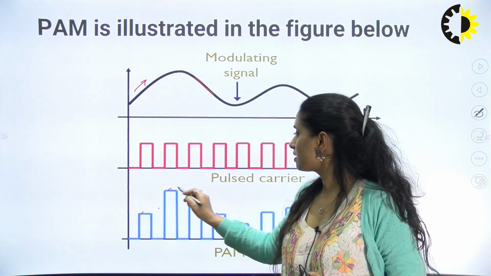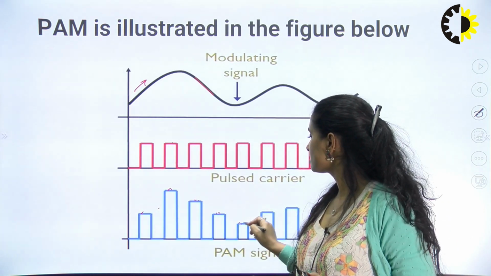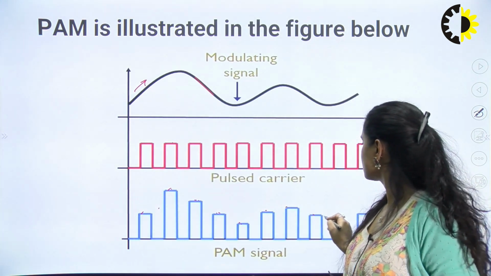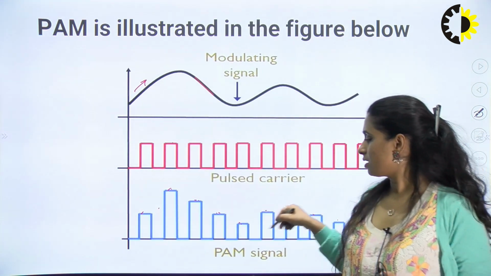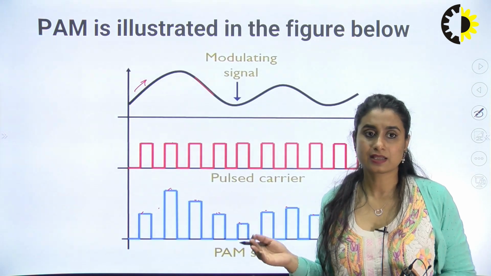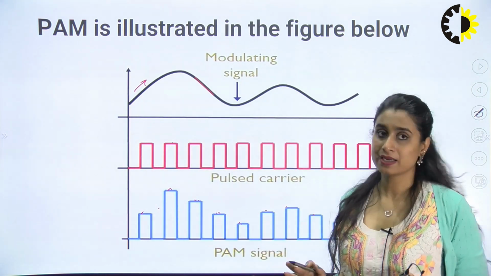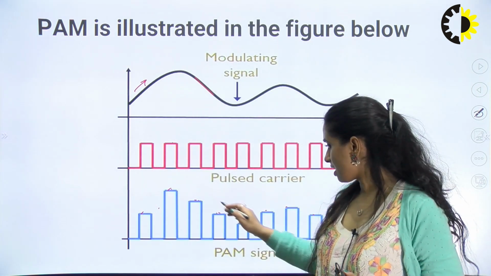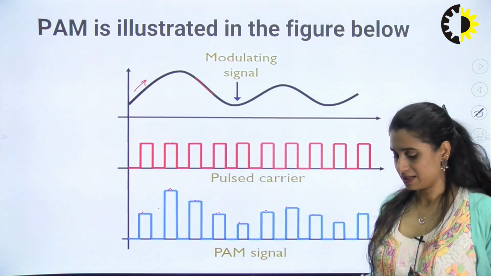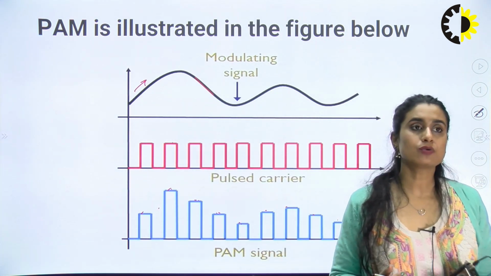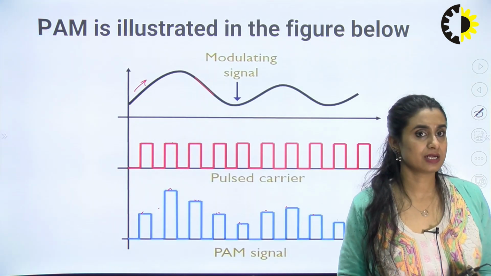If I plot it using some reconstruction at the receiver, I would be able to retrieve back my message signal. So this is how my PAM looks. Now the question is how to generate a pulse amplitude modulated signal.